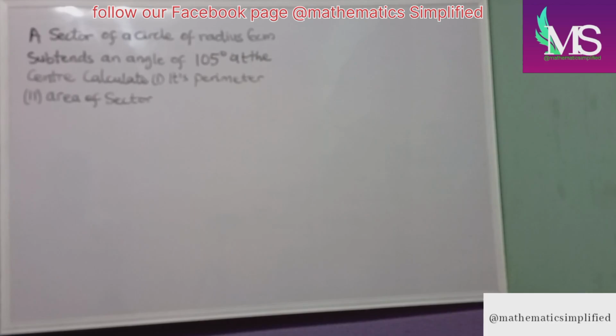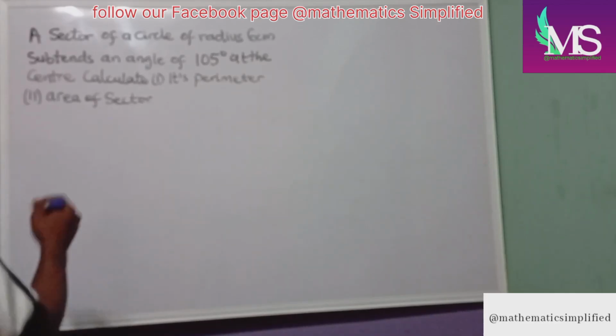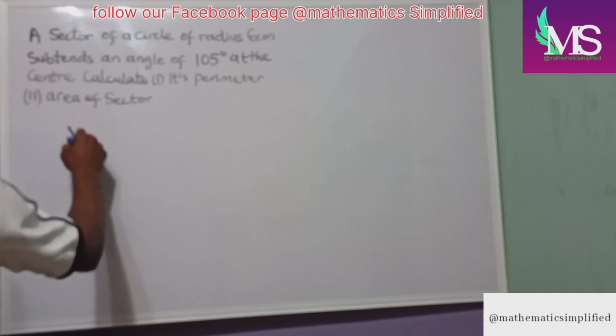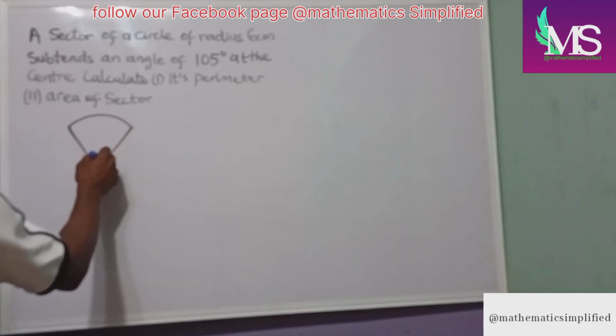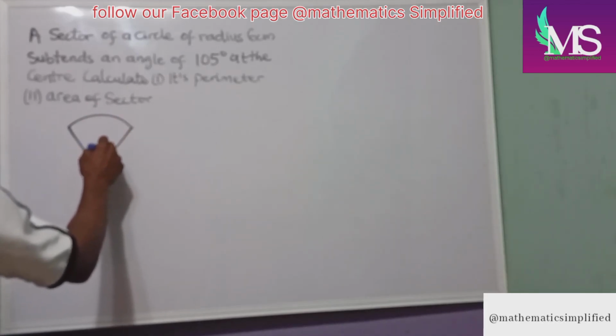A sector of a circle of radius 6 cm subtends an angle of 105 at the center. Calculate its perimeter and area of sector. In order to calculate the perimeter, now let's look at our sector. When we talk about a sector, the sector is bounded by 2 radii and an arc. So they said this is 105.